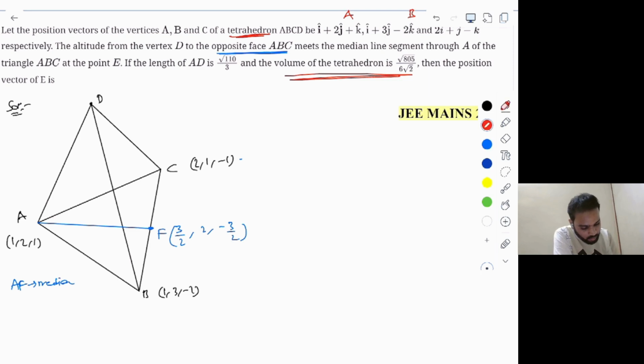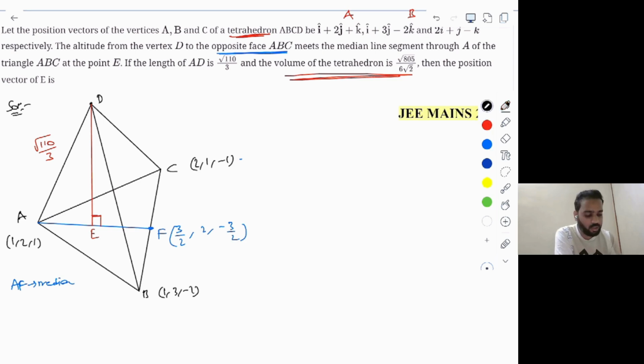And now the altitude from the vertex D to the opposite face ABC meets the median line through A at the point E. So this is the question here. Look at that properly. The diagram is the most important part. If you take the altitude from the vertex D to the opposite face ABC, that altitude is meeting the median line through the vertex A at the point E here. Okay. But along with that, they gave the length of AD also. So the length of AD, let's write down, is the square root of 110 divided by 3. Okay. And then the volume of the tetrahedron is also given to us.